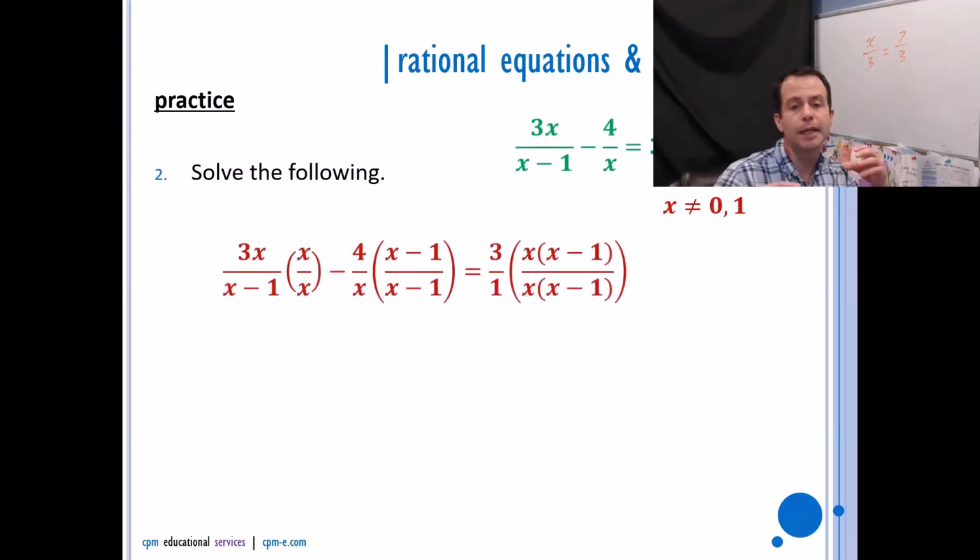So here I am first writing everything with a common denominator. Okay, I'm not getting rid of it right off the bat, so I'm doing the other method. I'm going to have everything as a common denominator. My common denominator had to be x times x minus 1.